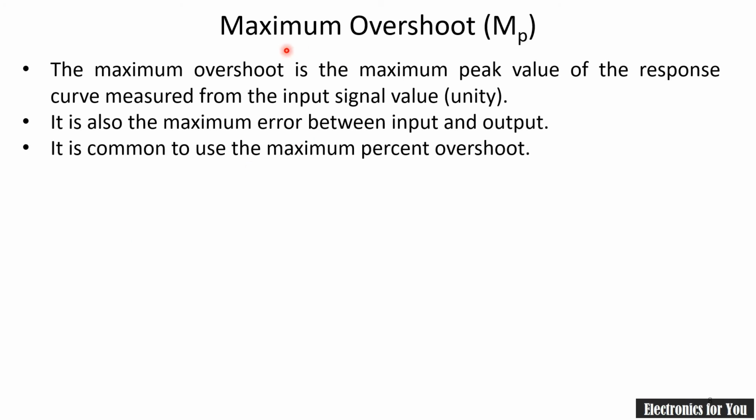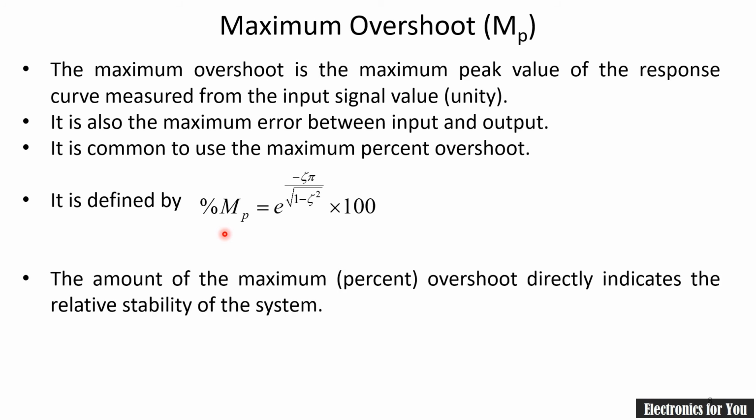And generally this maximum overshoot is expressed in percentage. So we can write the formula for this as percent MP equals e raised to the power minus zeta pi divided by under root 1 minus zeta square, into 100, because we are expressing it in percentage. And generally this maximum overshoot will directly indicate the relative stability of the system.